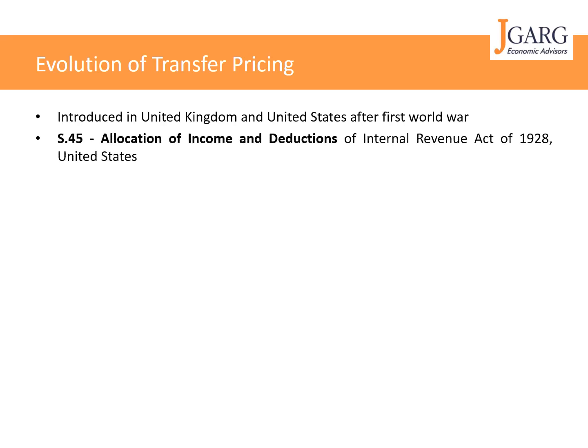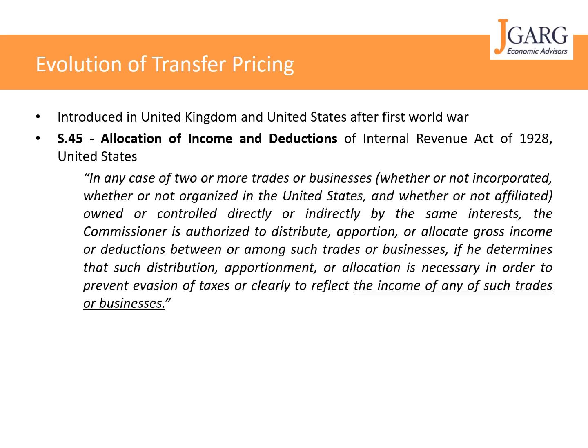in the Internal Revenue Act of the United States, which reads: in any case of two or more traders or businesses, whether or not incorporated, whether or not organized in the United States, and whether or not affiliated, owned or controlled directly or indirectly by the same interest, the Commissioner is authorized to distribute, apportion, or allocate gross income or deductions between or among such traders or businesses if he determines that such distribution, apportionment, or allocation is necessary in order to prevent evasion of taxes or clearly to reflect the income of any of such traders or businesses.